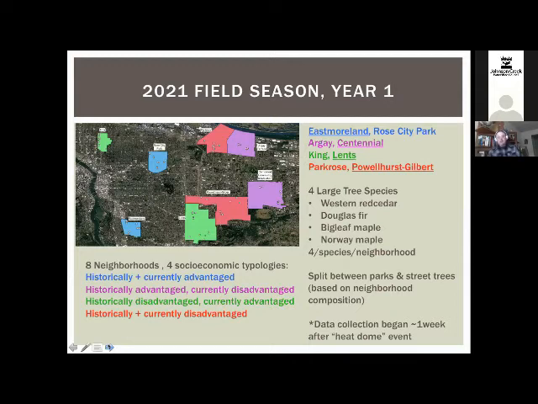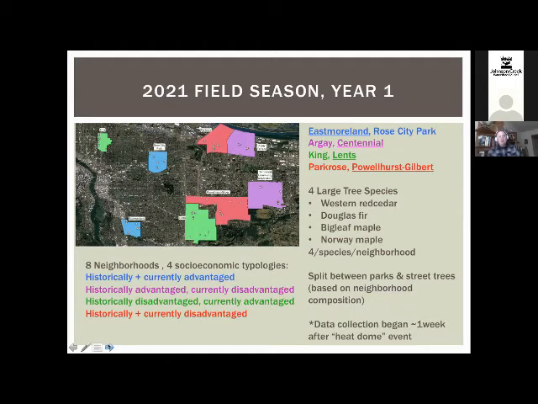We roughly divided our sampling between parks and street trees, but we adjusted based upon the actual distribution in these neighborhoods. For example, the King neighborhood has no parks at all, so we sampled only street trees there, and otherwise adjusted occasionally based on the distribution in the neighborhoods.